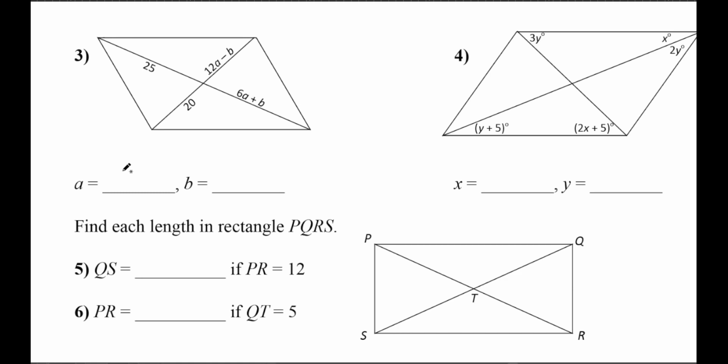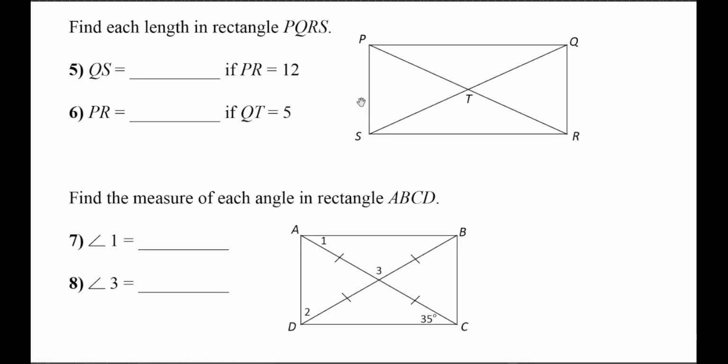But anyway, we discussed 3 and 4 a lot the other day. So what about this one? The length of the rectangle. What do we find for each length? QS. Where's QS? That's that diagonal. Now, this is a rectangle. What do we know about the diagonals of a rectangle? They do bisect each other, but they do something else. They're equal to each other. Exactly right. So look, QS is equal to what? PR. And I know what PR is. That's 12. So QS has got to be the same thing. So without any math at all, you just put 12.